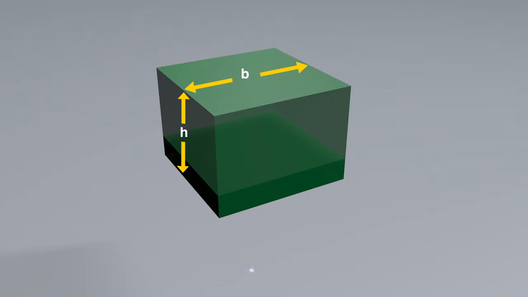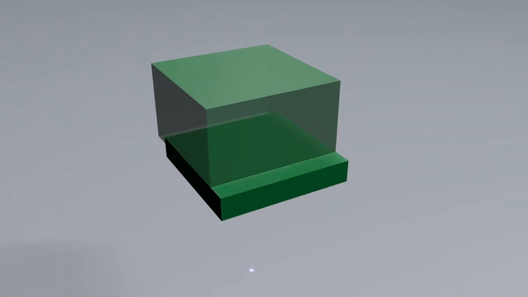Let us begin by examining a beam of rectangular cross-section. We can reasonably assume that the shear stresses act parallel to the shear force. Let us also assume that the distribution of shear stresses is uniform across the width of the beam.